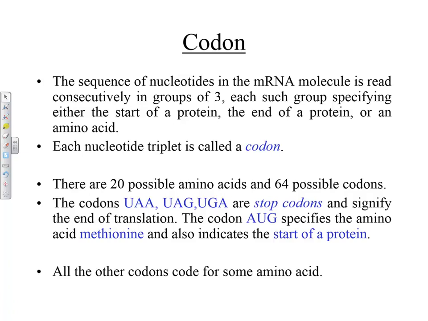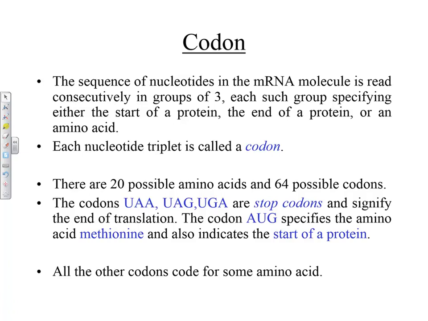Now the sequence of nucleotides in the messenger RNA molecule is read consecutively in groups of 3. Each such triplet specifies either the start of a protein, the end of a protein, or an amino acid. Each nucleotide triplet is called a codon. There are 20 possible amino acids, as we have been saying all along, and there are 64 possible codons, because it's a triplet code.